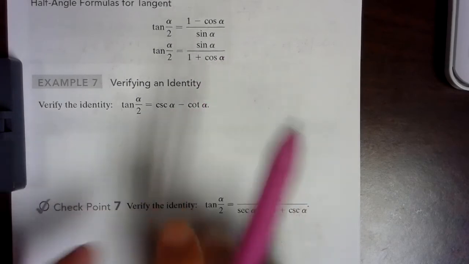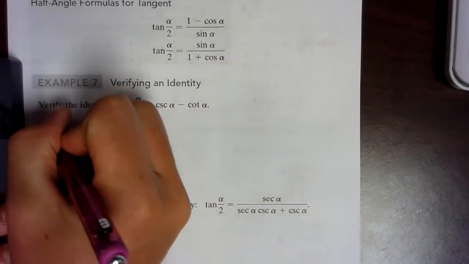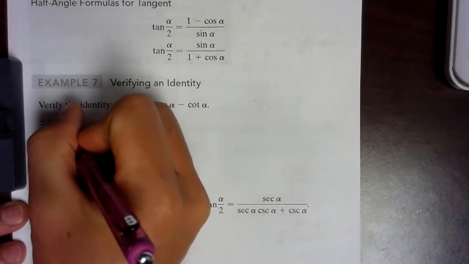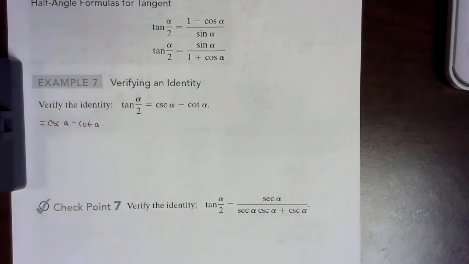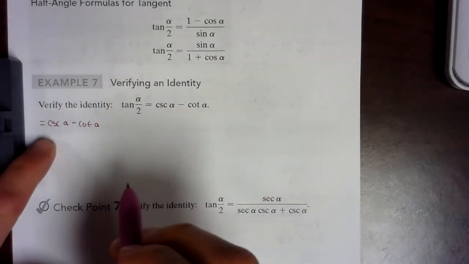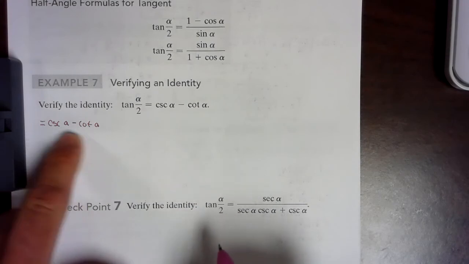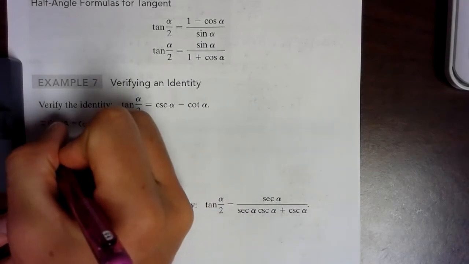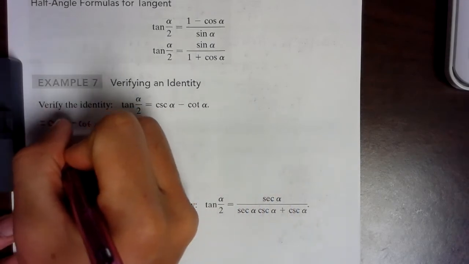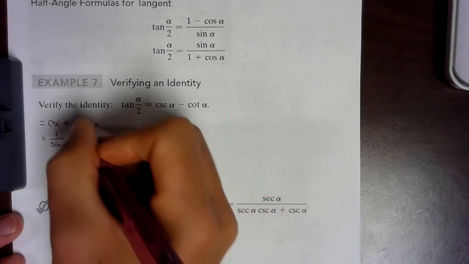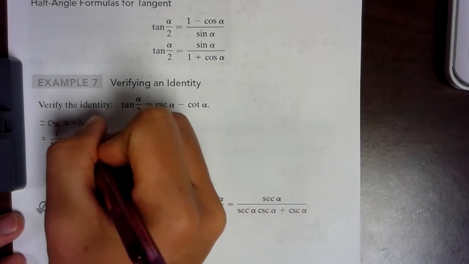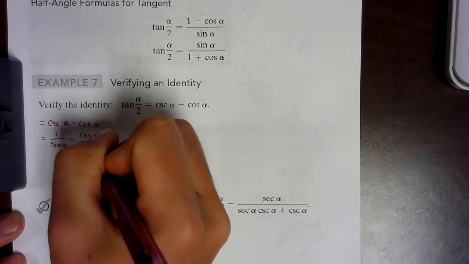So we're going to start with the right-hand side again. So cosecant of alpha minus cotangent of alpha. How can we get that to be tangent of alpha over 2? Well, let's write, what do we know about cosecant and cotangent? Well, we know that we can write them as sines and cosines, where cosecant is 1 over sine of alpha. Cotangent is actually equal to cosine of alpha over sine of alpha.